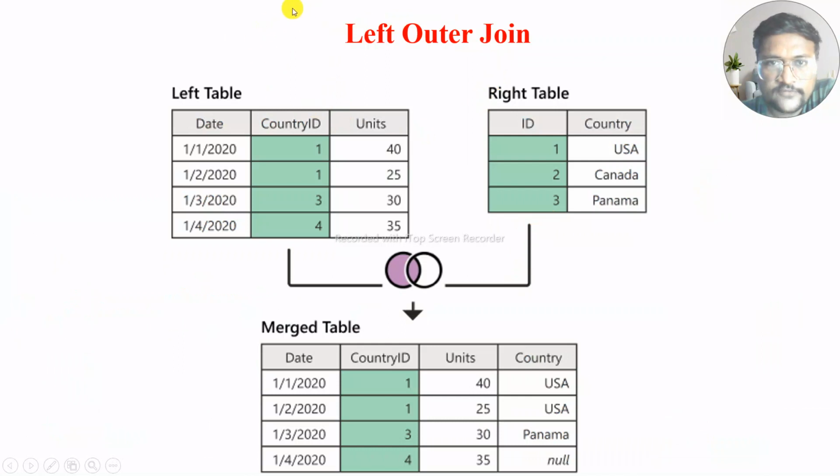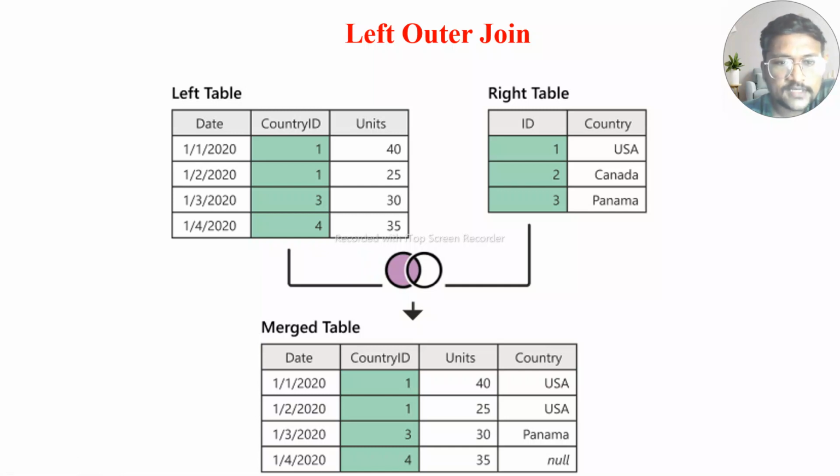Now you will easily understand from this slide how the left outer join is done. So this is the left table and the right table. You will see in the left table date, country ID, units are there. In the right table, ID and country are given. So you will see in this merged table, this is the table which is obtained by using left outer join.